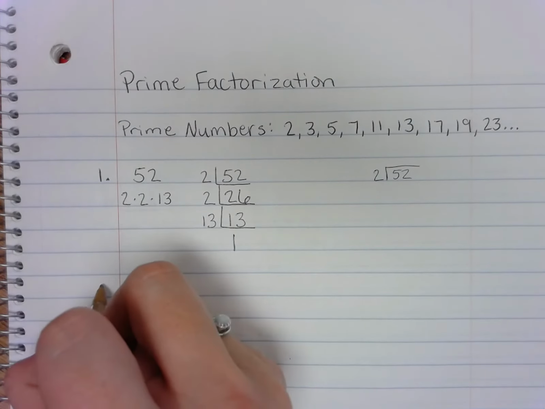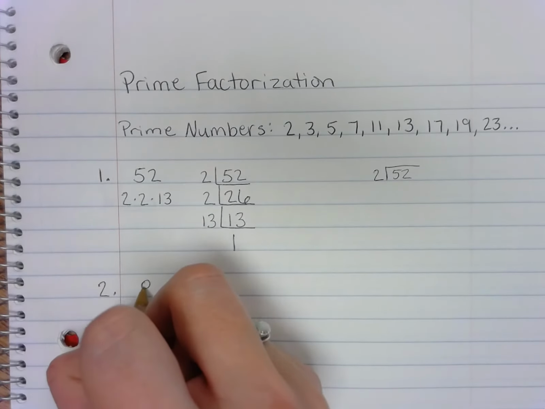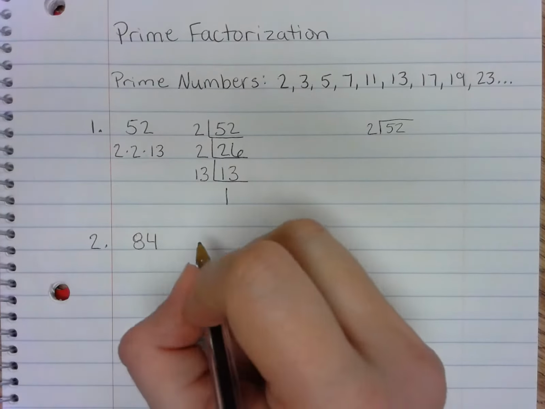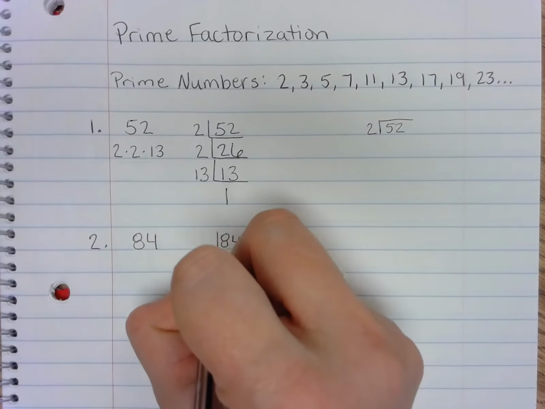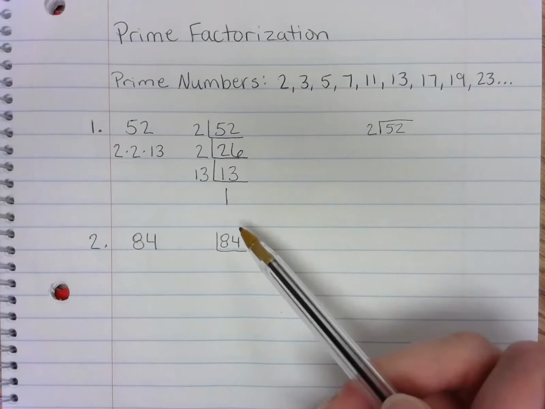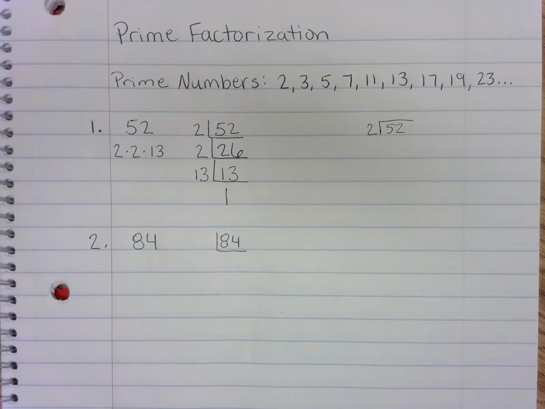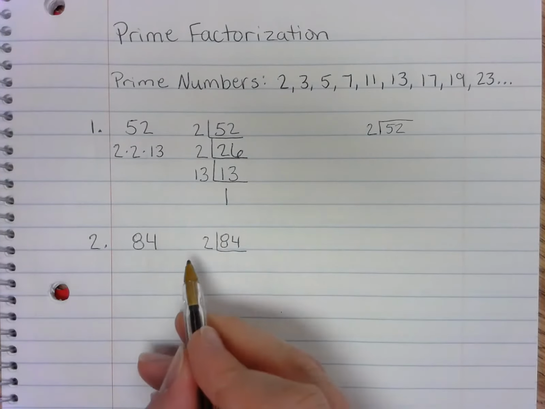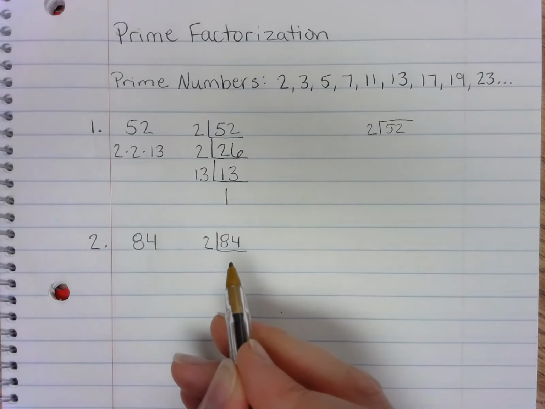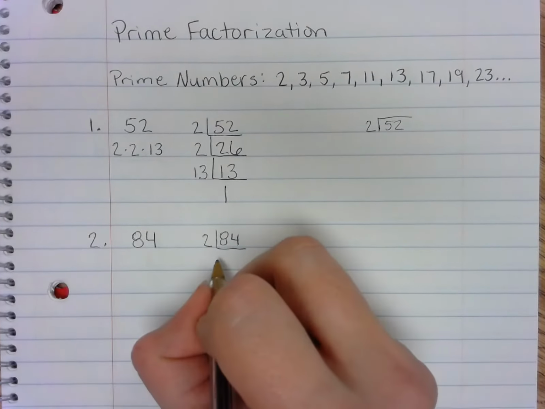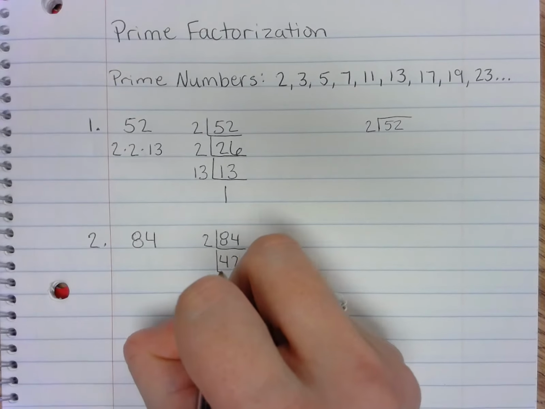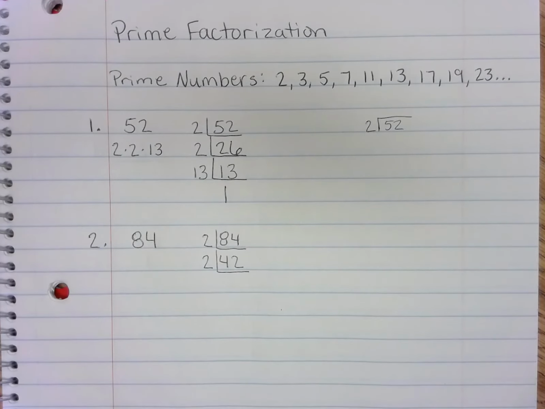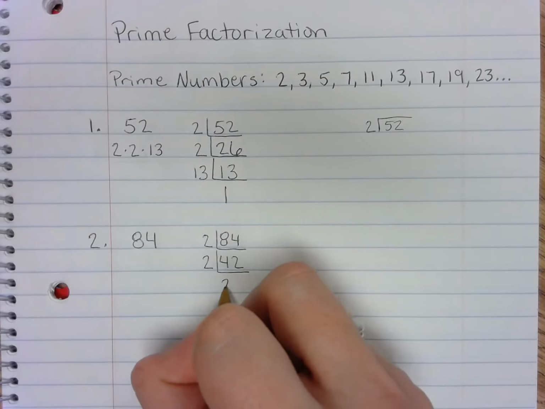Let's look at our next example, number 2. We're going to find the prime factorization of 84. So we're going to, again, start with dividing by a prime number. You can choose any prime number that will divide evenly into that number. Because 84 is even, again, I'm going to start with 2. 2 goes into 84 42 times. 42 is even, so again, I'm going to choose to divide by 2. 2 goes into 42 21 times.